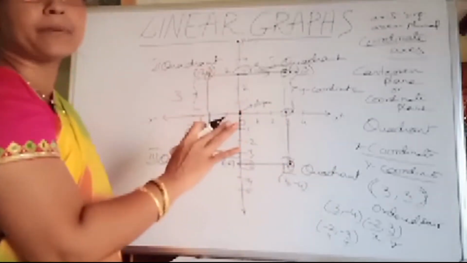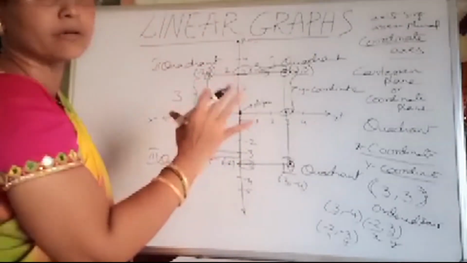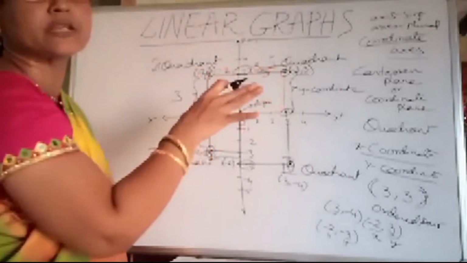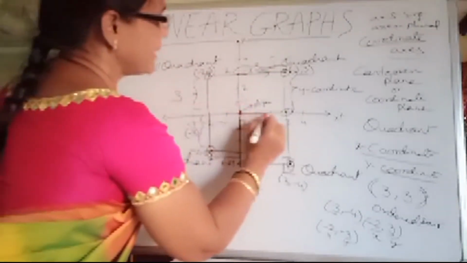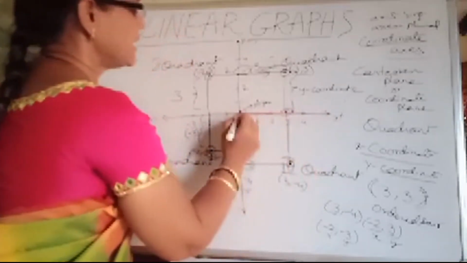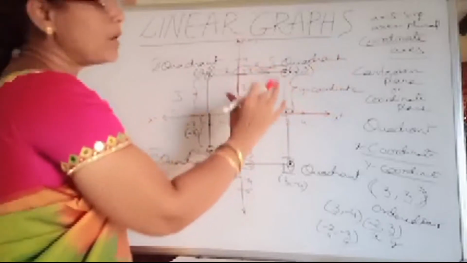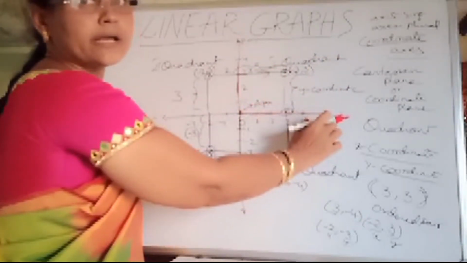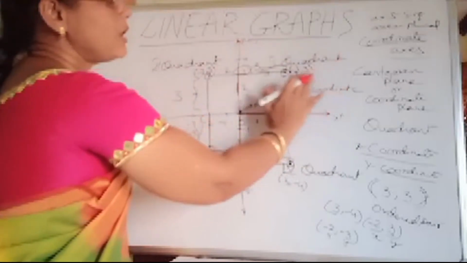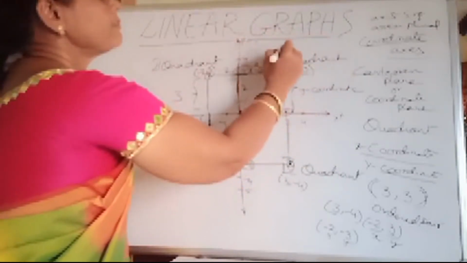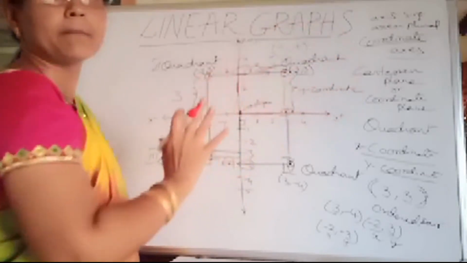Why does this happen? Let us check the idea of how to find out what type of point lies in each quadrant. If you observe, the first quadrant is bounded by the positive x-axis and the positive y-axis. So all these points will be positive, positive. All the points in the first quadrant will be positive, positive.